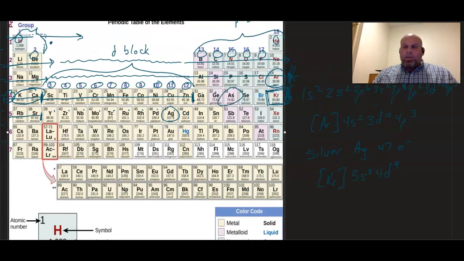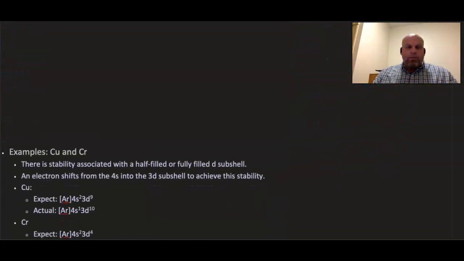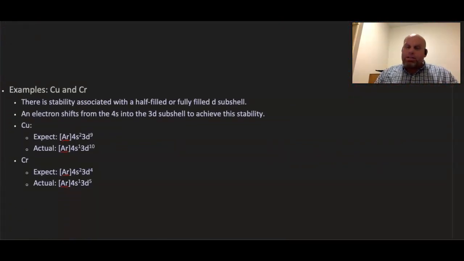Okay, two other quick things to mention here. First, there are some exceptions, and you see those two common ones here. Copper is one where, thinking about energy, it's actually lower in energy to fill up the 3d and have a configuration of 4s1 3d10 as opposed to 4s2 3d9.